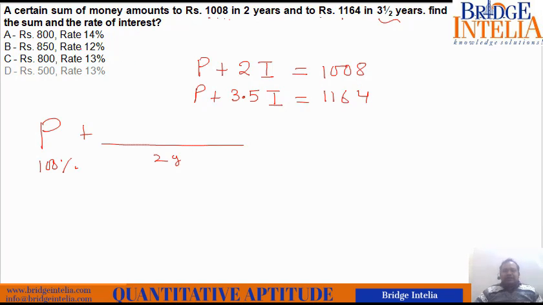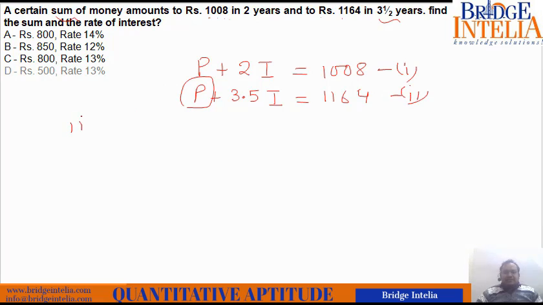We have to find sum and rate of interest, certain sum. That means we have to find P and we have also to find the rate of interest. So let's see. Solving these two equations, this simultaneous equation, we can easily find the value of P. How? Subtract the first equation from the second one. So subtracting 1 from 2, we get 3.5 I minus 2I. So this P and this P are going to get cancelled. So 1.5 times the annual interest is equal to how much?